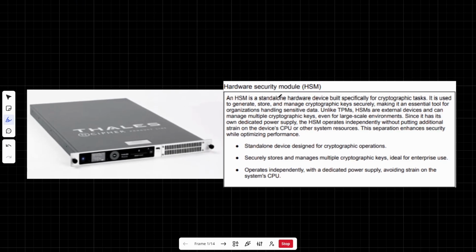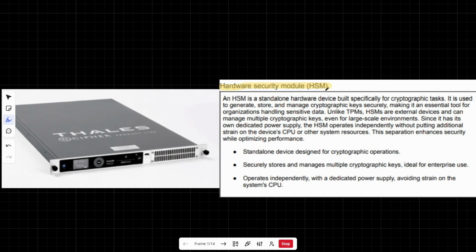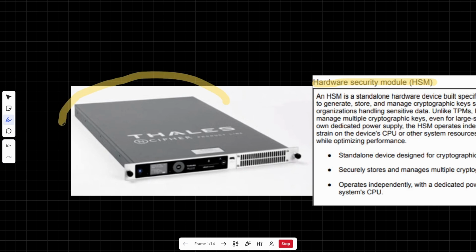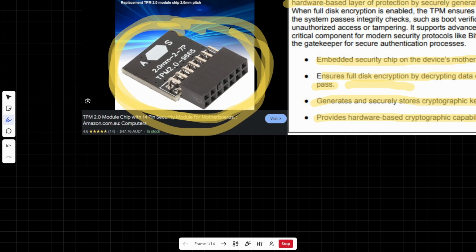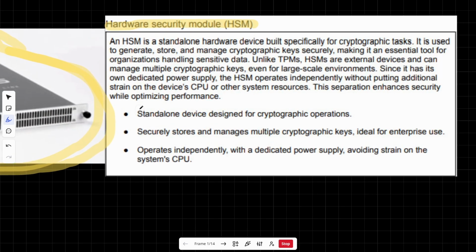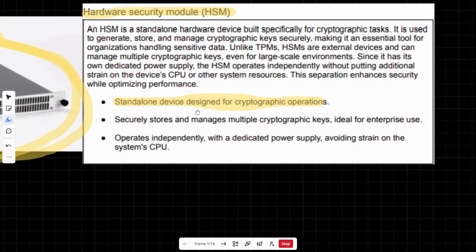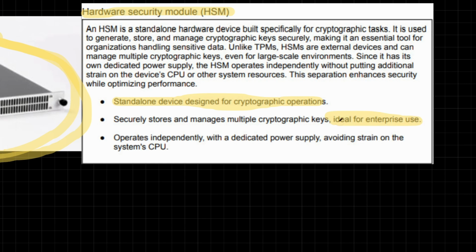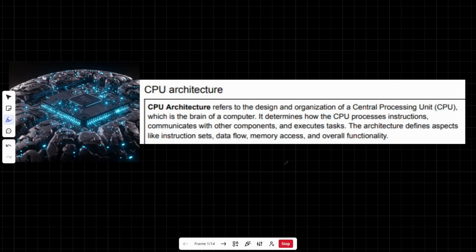Now, that was the TPM. The hardware security module is basically like a bigger, badder version of that on steroids, and it's an actual physical piece of hardware outside the device. Remember, the TPM was a chip on your motherboard. The HSM, hardware security module, is a piece of hardware. So it is a standalone device designed for cryptographic operations. It can do a lot more, a lot faster. Long story short, it is ideal for enterprise use, okay? Ideal for enterprise use.